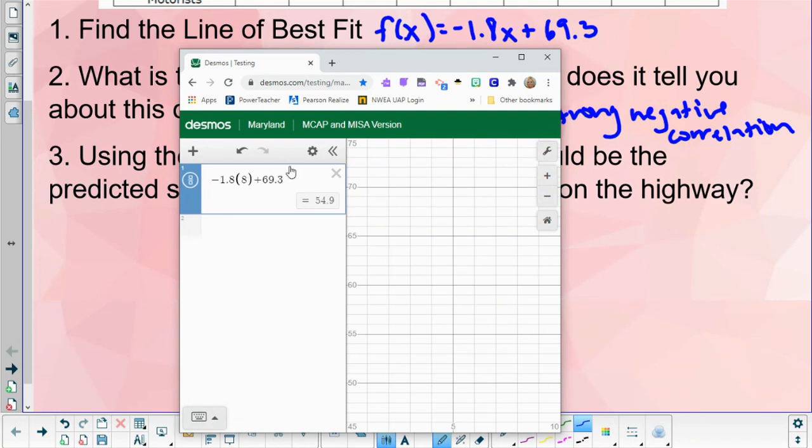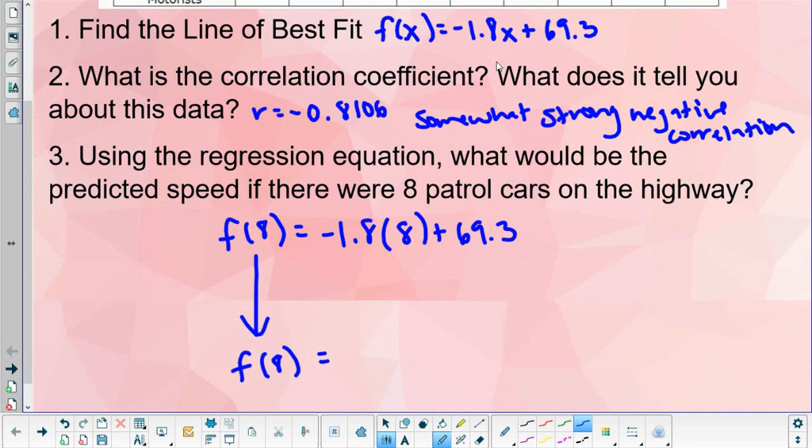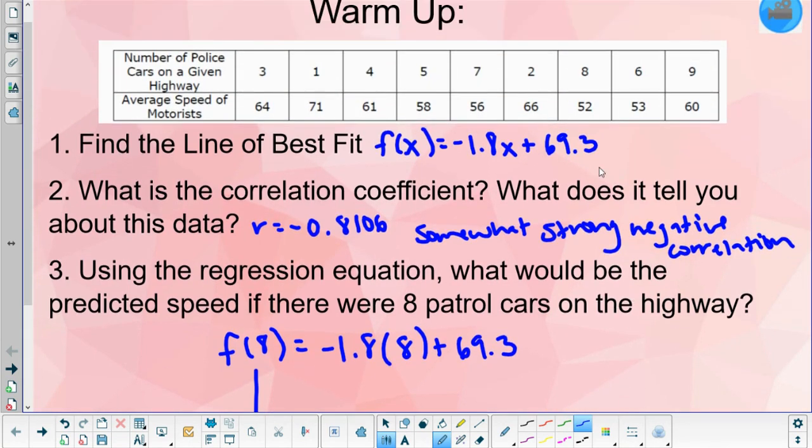All right, and I get my answer right here of 54.9. All right, we could probably say approximately 55 miles per hour because it's asking what the speed would be. So that falls right in line. The actual speed was 52, so 55 is just a little bit off.